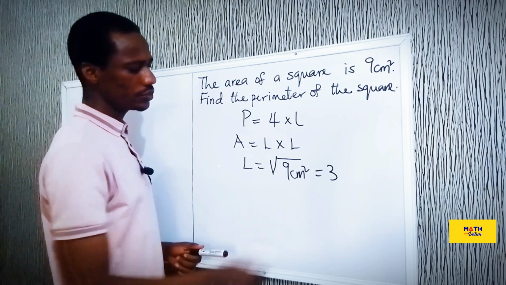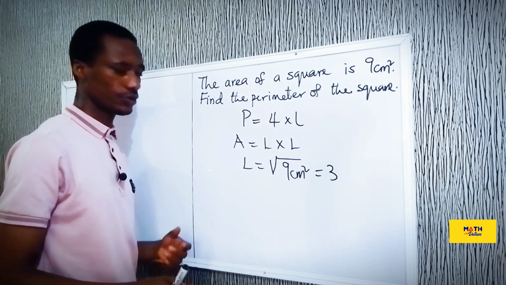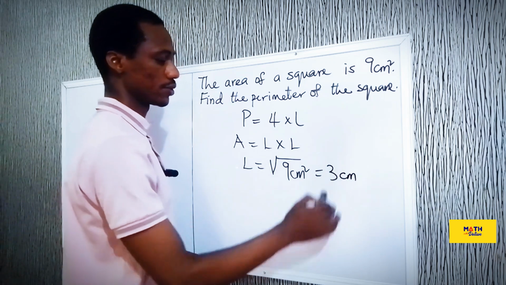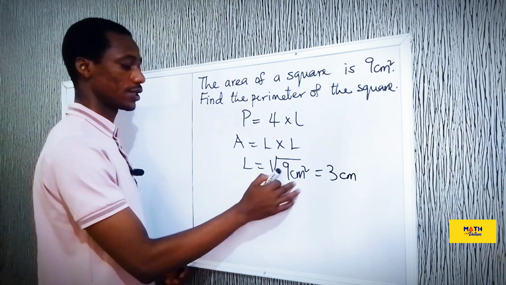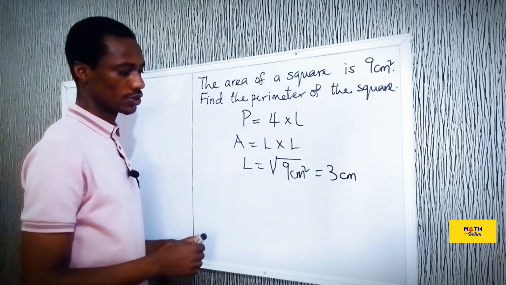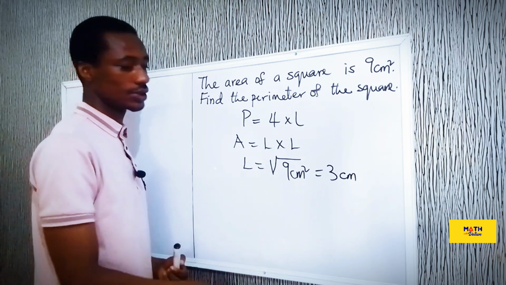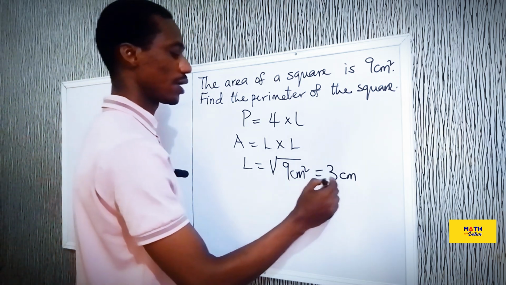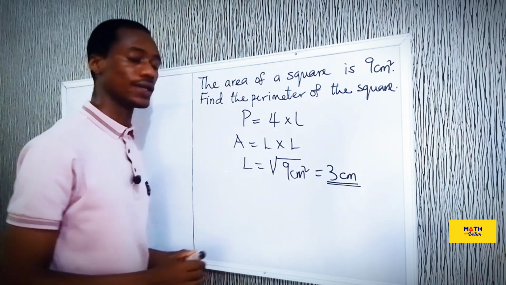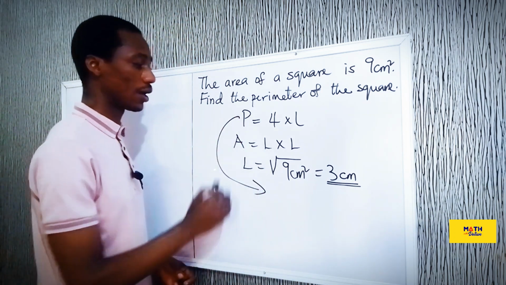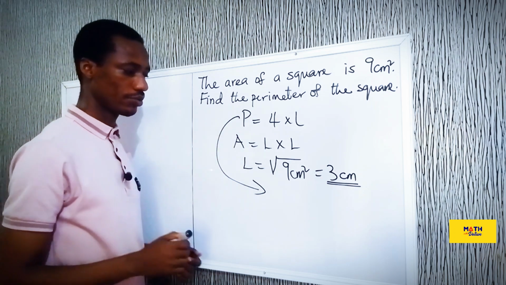Then we take the square root of centimeters squared, and that is centimeters, because centimeters times centimeters is centimeters squared. So the square root of 9 is 3, and the square root of centimeters squared is centimeters. So the length of the square is 3 centimeters. Now we can find the perimeter.